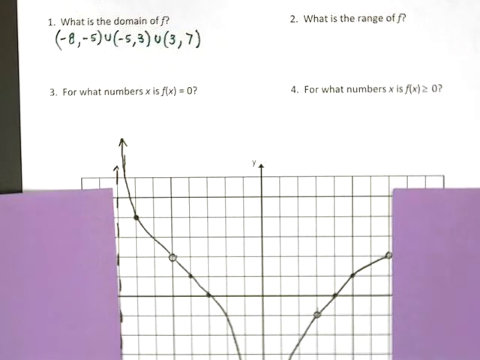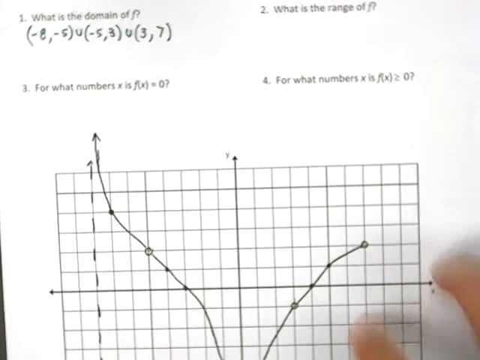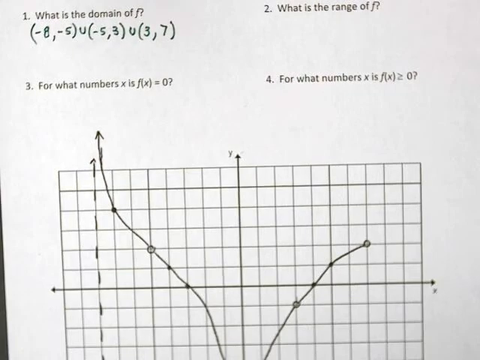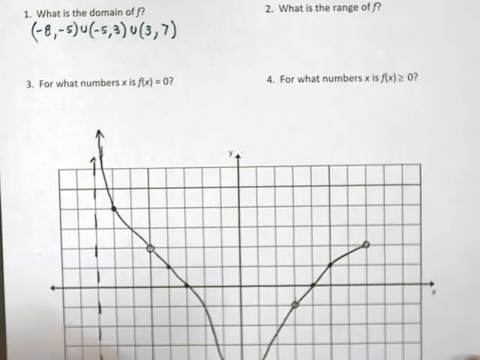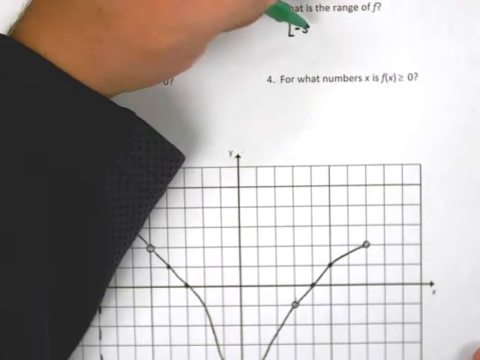Alright, let's now switch gears and take a look at range. If I think about range, I can see very easily, hopefully, that my lowest value is right down here at -5. And it is filled in, so I know that I'm going to use a square bracket.